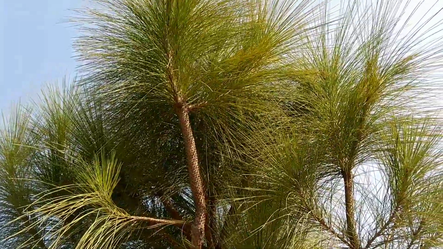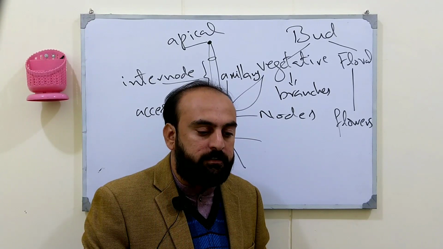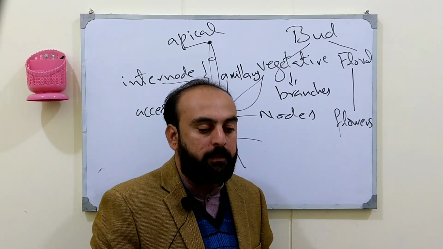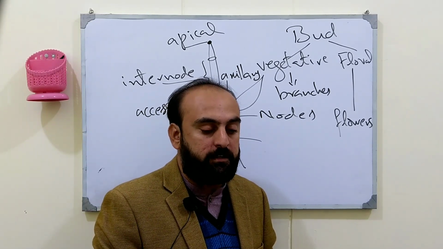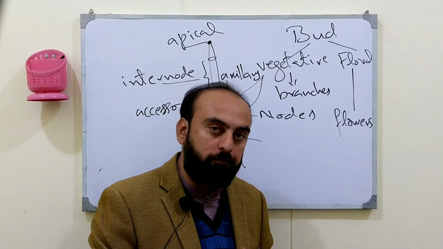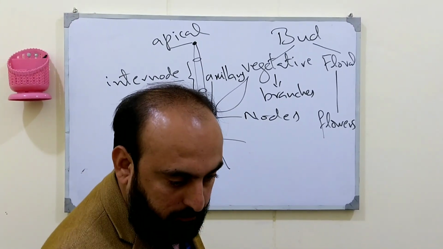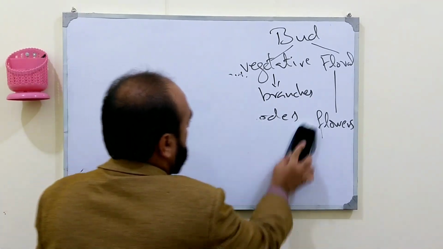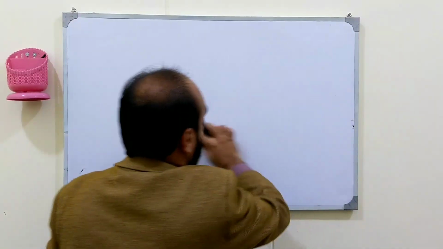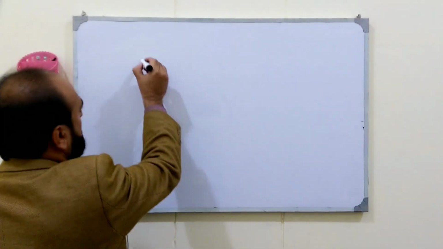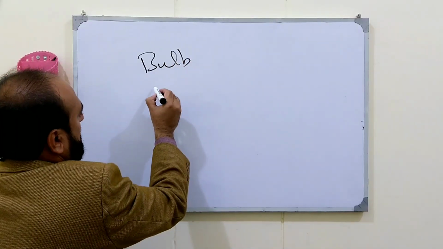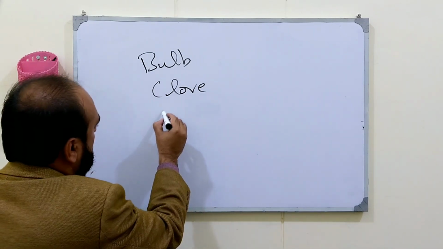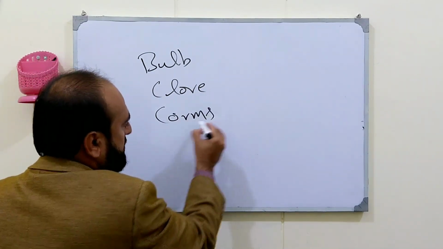Usually most stems have a vertical structure, but some plants have modified stems that enable them to spread horizontally, reproduce asexually, and store energy or food for survival. So different types of underground or modified stems are onion bulbs, cloves, for example garlic cloves, and corms, for example in gladiolus.